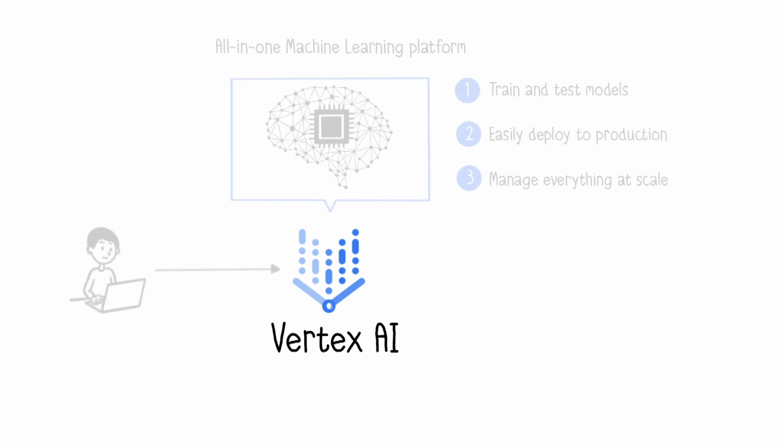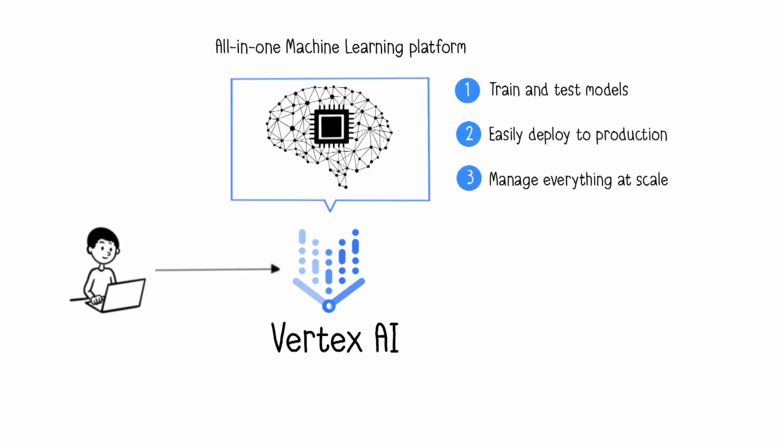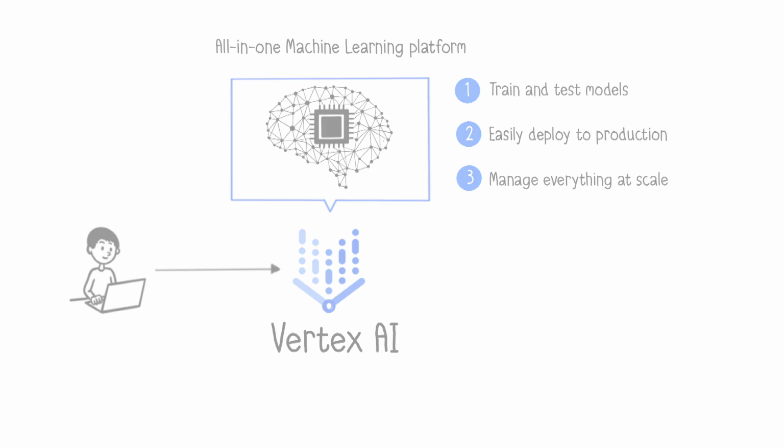Vertex AI is an all-in-one platform for machine learning. This service enables businesses to build, train, and deploy artificial intelligence models faster, allowing data scientists to focus on data science rather than infrastructure management. Users can choose from a variety of popular machine learning frameworks, like TensorFlow, PyTorch, etc.